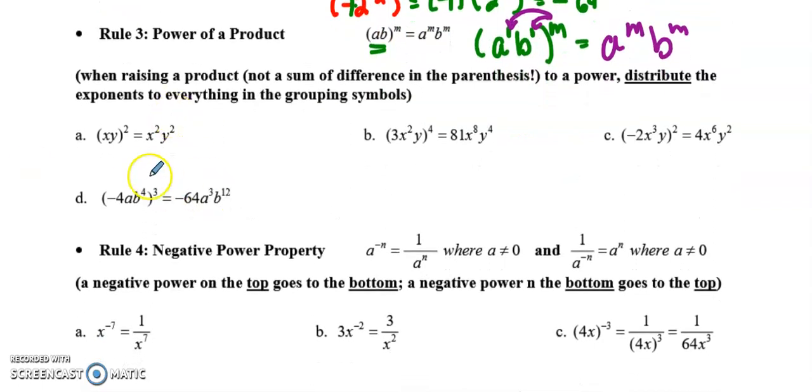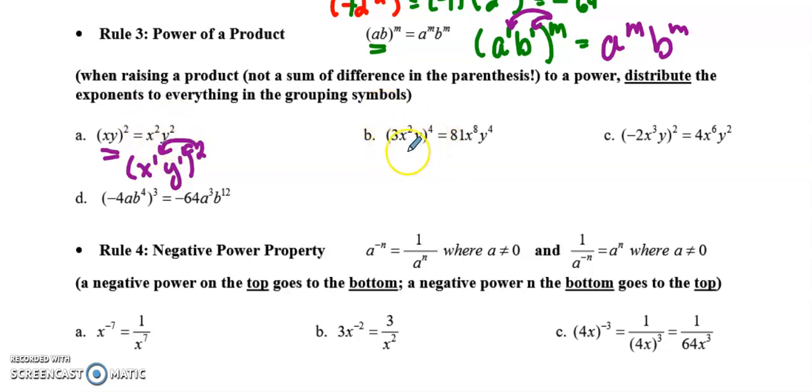All right, so let's take a look at some examples here. So notice here, here's your two bases, x and y. You think they don't have any exponents on them, but they do. You can write this as x to the first and y to the first, all raised to the second, and then you're multiplying 2 times 1 to give you x to the second, y to the second.